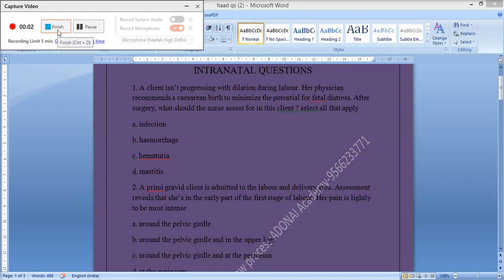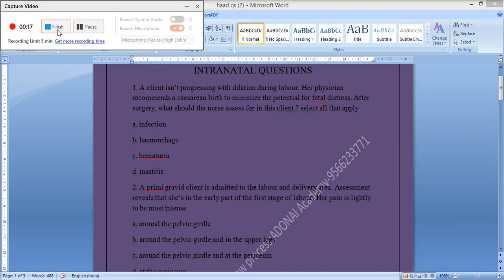Intranatal question 1. A client is not progressing with dilatation during labor. Her physician recommends cesarean birth to minimize the potential of fetal distress. After surgery, what should the nurse assess for this client?